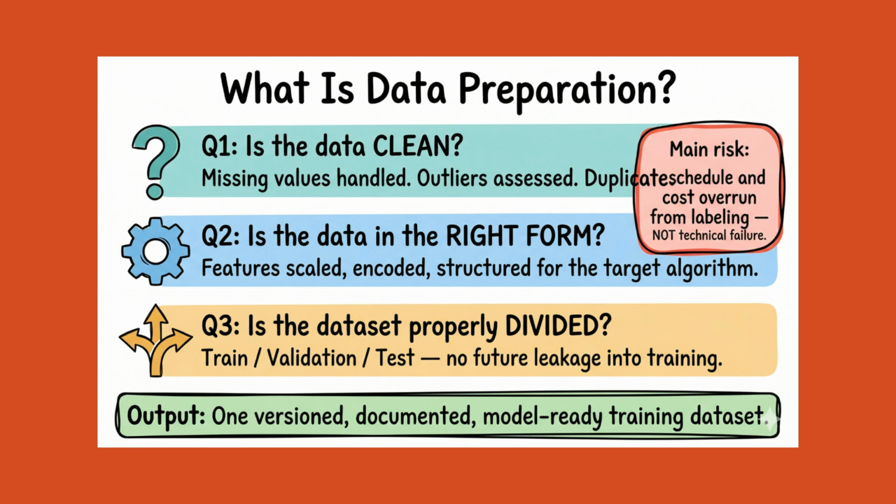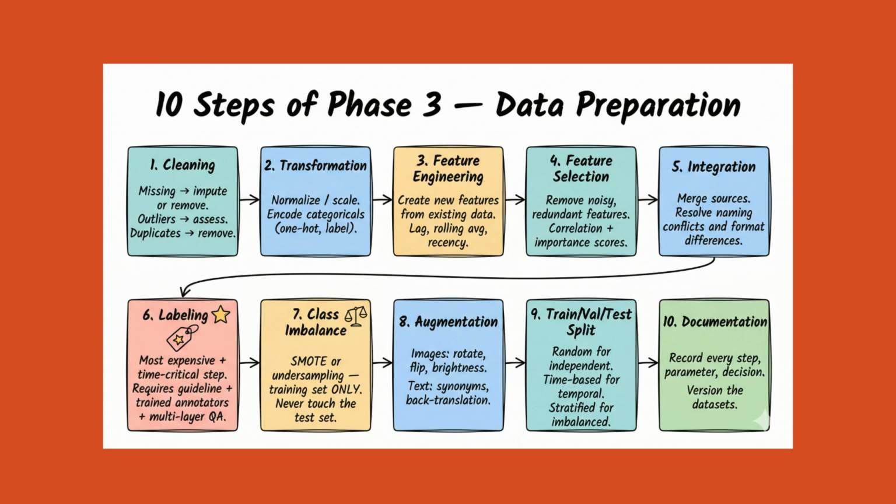The training set, validation set, and test set must be properly separated, with no information leaking from the future into the training data. When Phase 3 is complete, you have one concrete deliverable, a documented, versioned, model-ready dataset. Every step that produced it is recorded, so it can be reproduced, audited, and automated for production. The risk of Phase 3 is not technical failure. It is schedule and budget overrun, usually driven by labeling cost and effort, the single most expensive and time-consuming activity in this phase. Phase 3 has 10 sequential steps that often overlap and iterate.